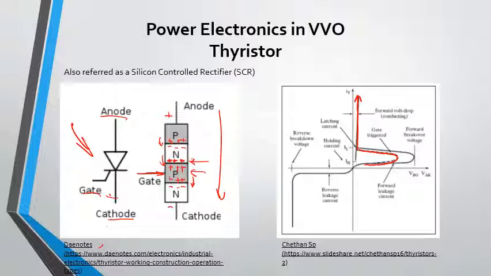Once the currents drop back down and we reach the limits of the latching current, the thyristor will close down and will need to be re-triggered at that specific voltage to reconduct the current.